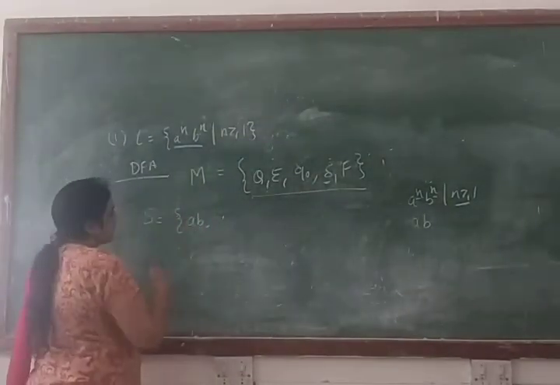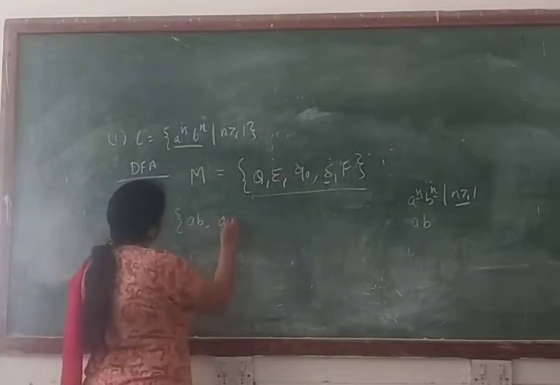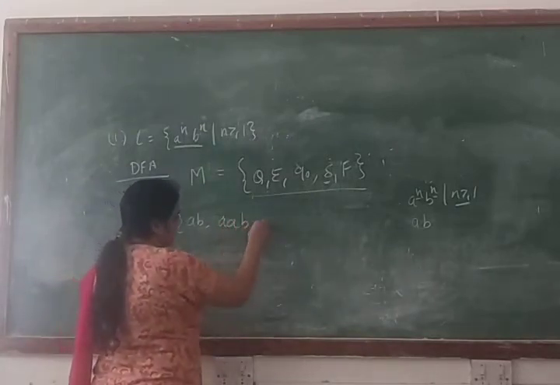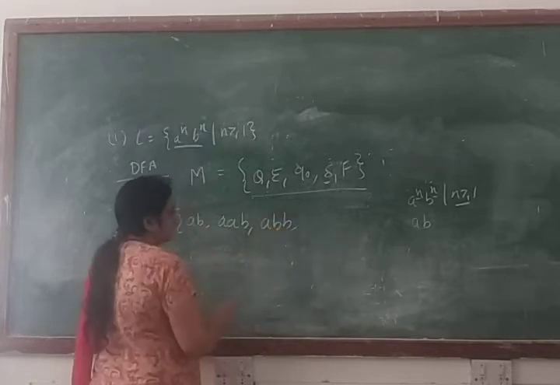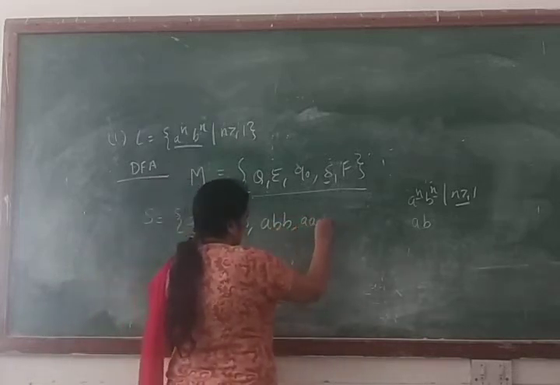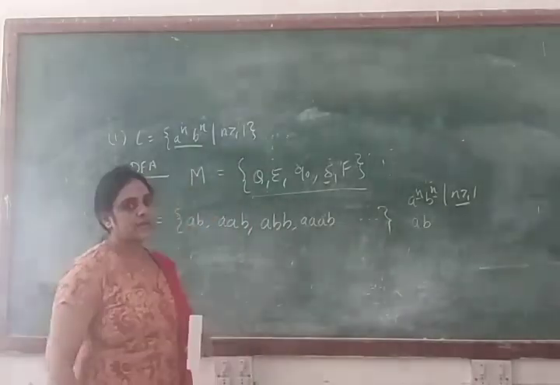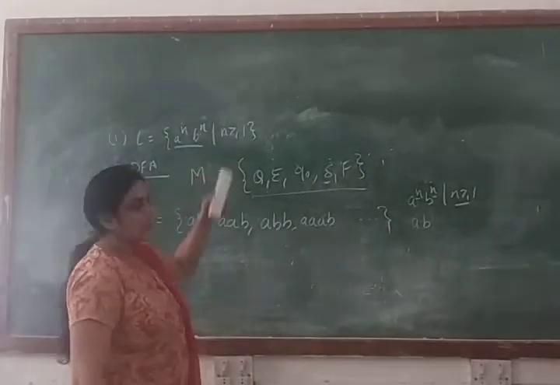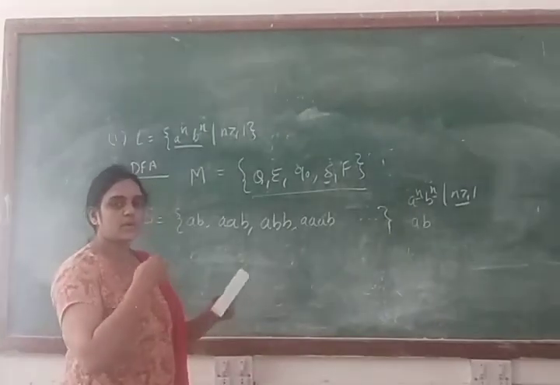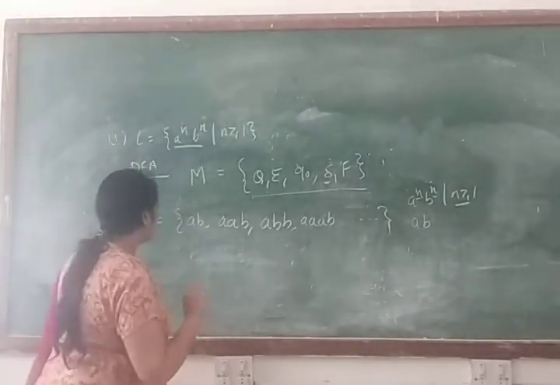Now, your second string can be a, a, b, b, a, a, a, b, b, b. Like that, you will make a string to the infinite length, because your n value can be anything. So that's why you can make your length till the infinite.